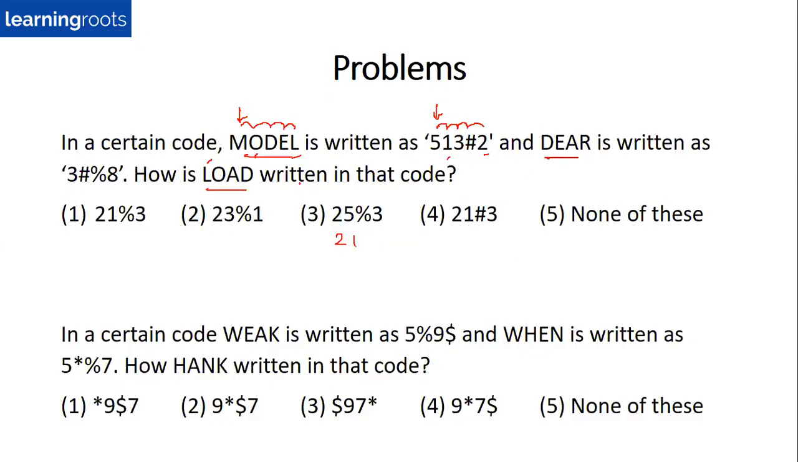So that will be 1. A is going to be the third place here, so which is the percentage sign, and followed by D, which is going to be 3. So that's how you get option 1 as the answer.